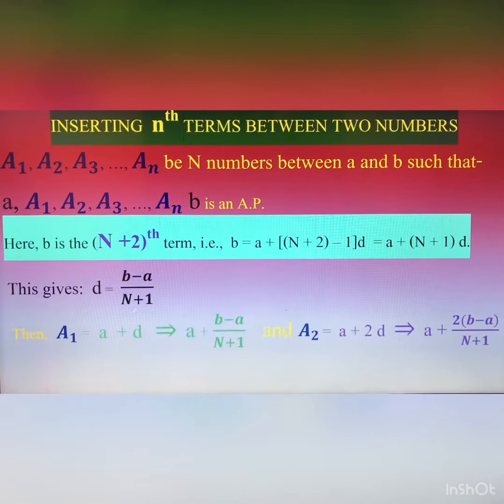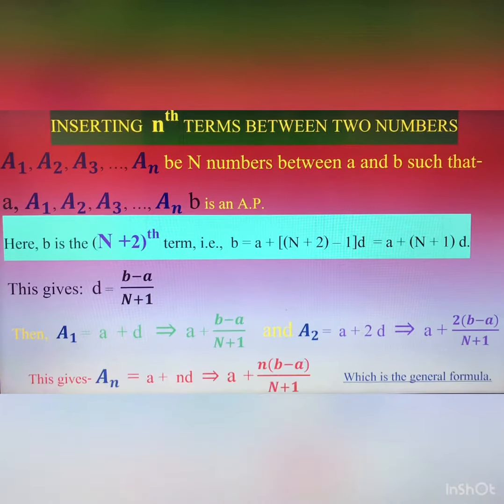After that, how can you find a1? That is a1 equals a plus d, so a plus (b minus a) divided by (n plus 1). How can you find a2? That is a plus 2d, so a plus 2(b minus a) divided by (n plus 1). Similarly, you can find an, that is a plus nd, which is a plus n(b minus a) divided by (n plus 1). This is the general formula. If you put in all the values, that is a, b and n, and the small n, then you will get any of the n terms without solving.